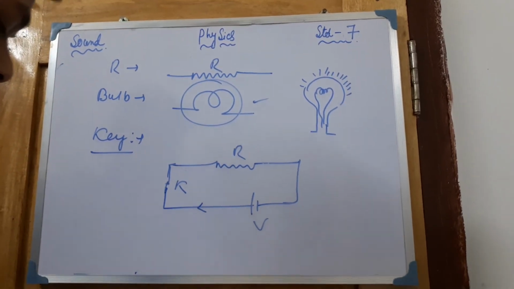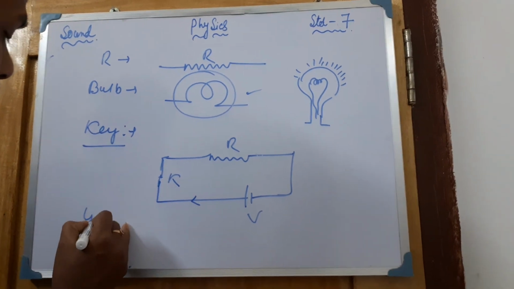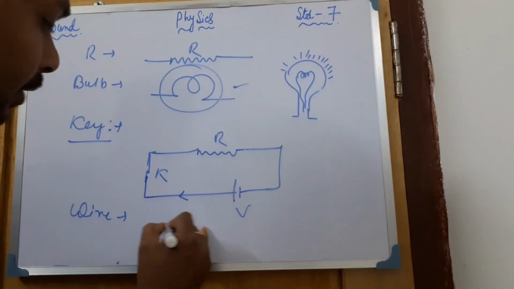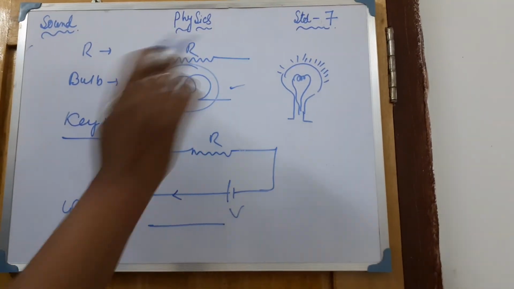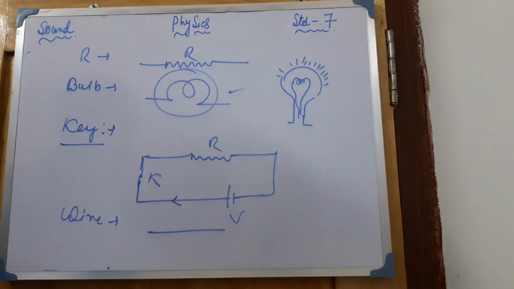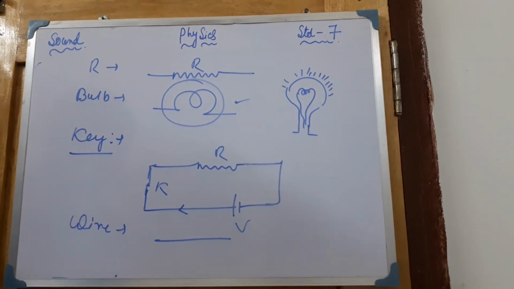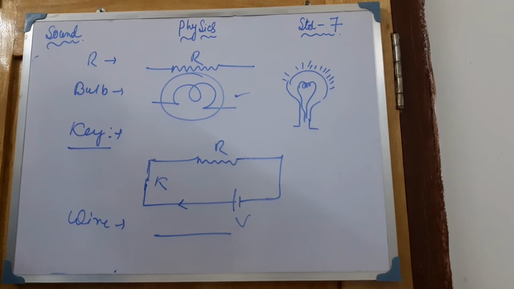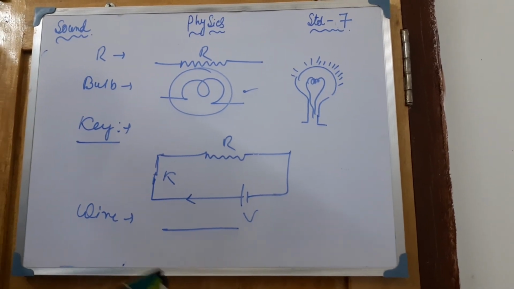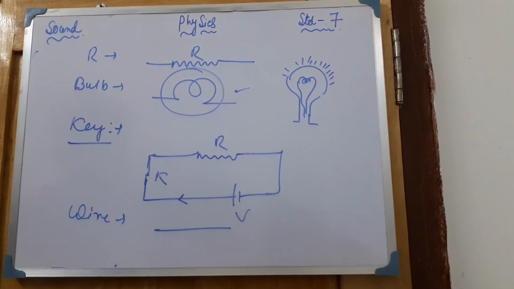Next one, battery, I have already told you. Wire is simply one straight line that you will use. That I also just told you. Resistor I also told you. These are simple things. Good conductor and bad conductor is the last part, so I will finish today.